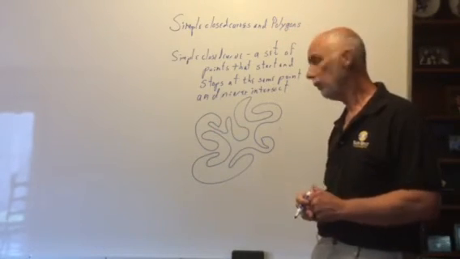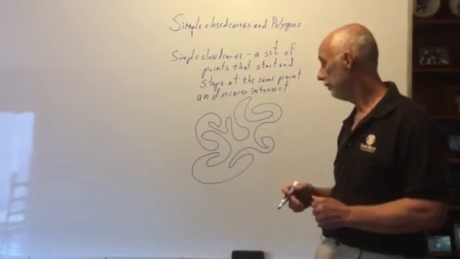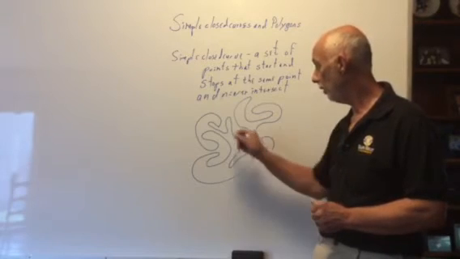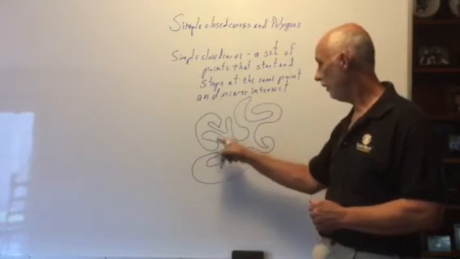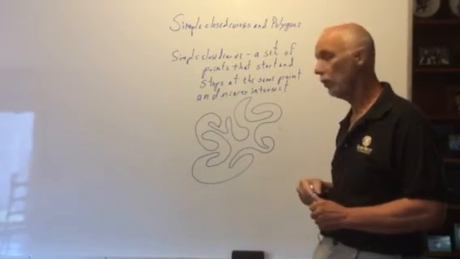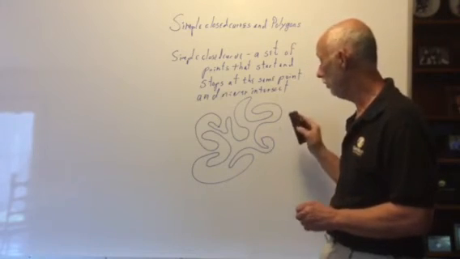But is that a simple closed curve? The answer is yes. It's not very simple, but it is a simple closed curve because it starts and stops at the same point, and it never intersects anywhere. Does it cross over on itself? No. And that's what makes it a simple closed curve.